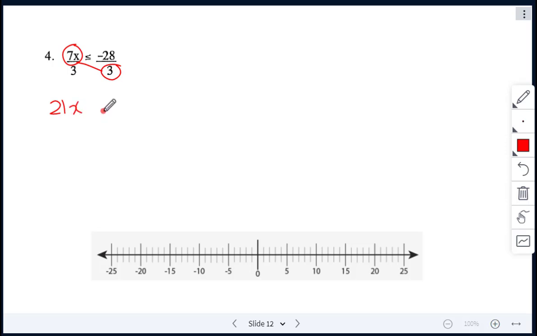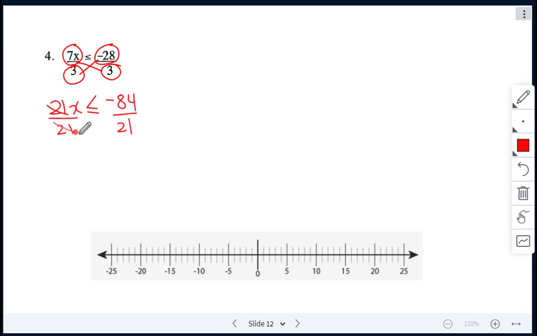And then we're going to do the same thing with the top right. We're going to multiply it with the bottom left. That's a negative 28 multiplied by 3, which gives me negative 84. All right, so we have 21x is less than or equal to negative 84. And then we just have to divide by 21 on both sides.